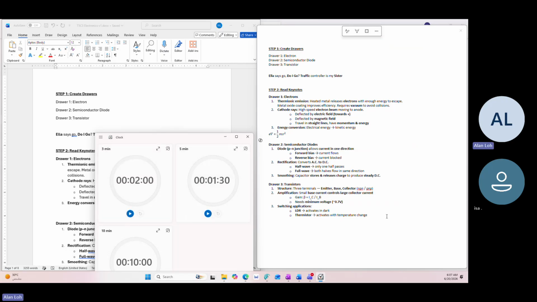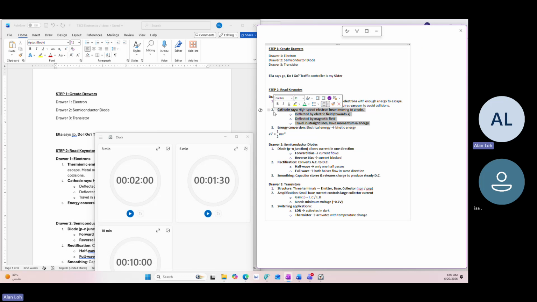Right? So there are 3 drawers: electrons, semiconductor diodes, and transistor. And there are 3 key points over here for the electrons. I think if you haven't studied this chapter before, maybe thermionic emission sounds like a new term to you. But don't worry, the explanation for this term is as simple as this. We're going to go into more detail in step 3, step 4 and step 5. Then you have the cathode ray.